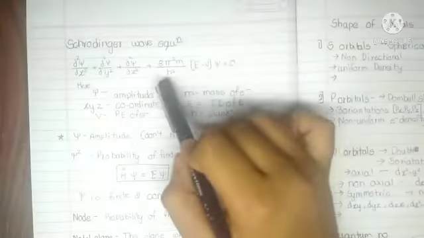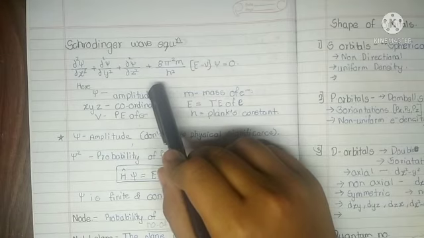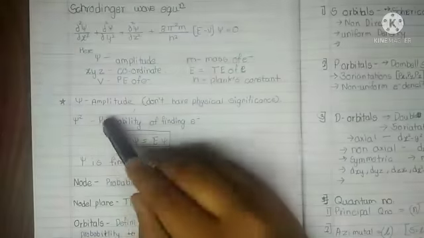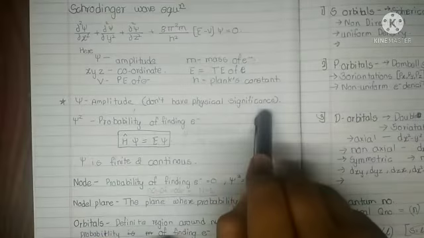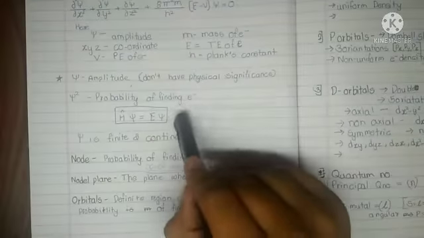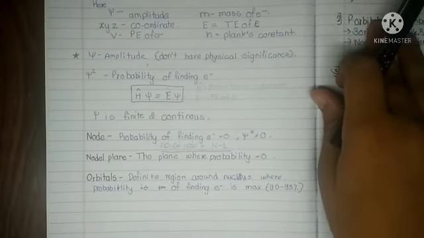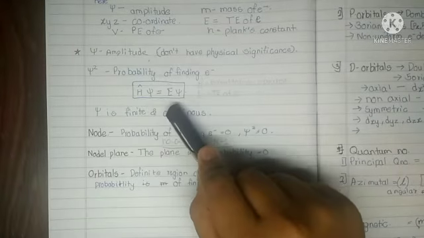Schrödinger wave equation. This is the Schrödinger wave equation. Here psi is the amplitude, which doesn't have physical significance. Psi square is the probability of finding the electron, which has physical significance. Psi is finite and continuous.